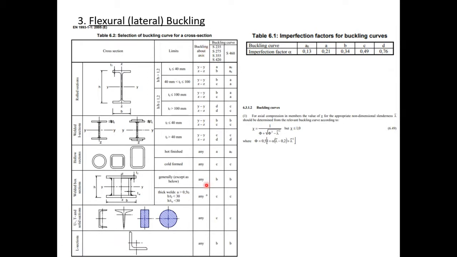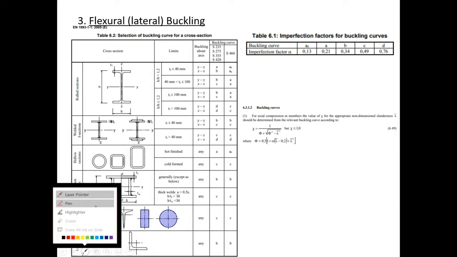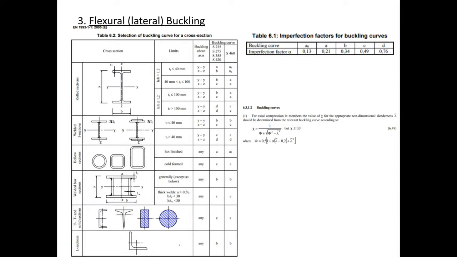No matter which curve we're buckling about, which axis we're buckling about, we're always going to use buckling curve B. So we're at S275 steel, we're going to use buckling curve B. So that's so we're here. This guy, buckling about any curve, buckling curve B, because we have S275 steel.